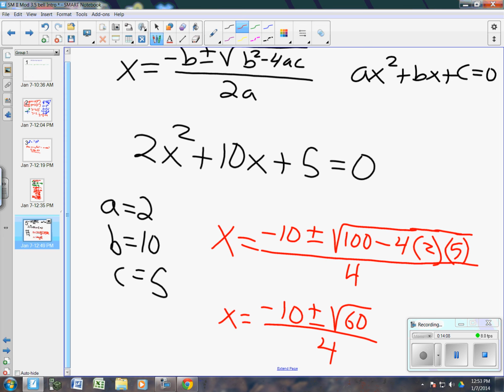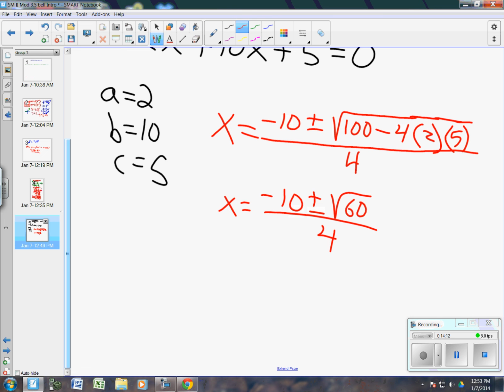We have x equals negative 10 plus or minus the square root of 60 over 4. We're not going to use our calculators to write the square root of 60 as an irrational number. What we are going to do is simplify the square root of 60. Actually, I think all the ones on your assignment are perfect squares, like 16. What's the square root of 16? 4. So they come out to be nice numbers today.